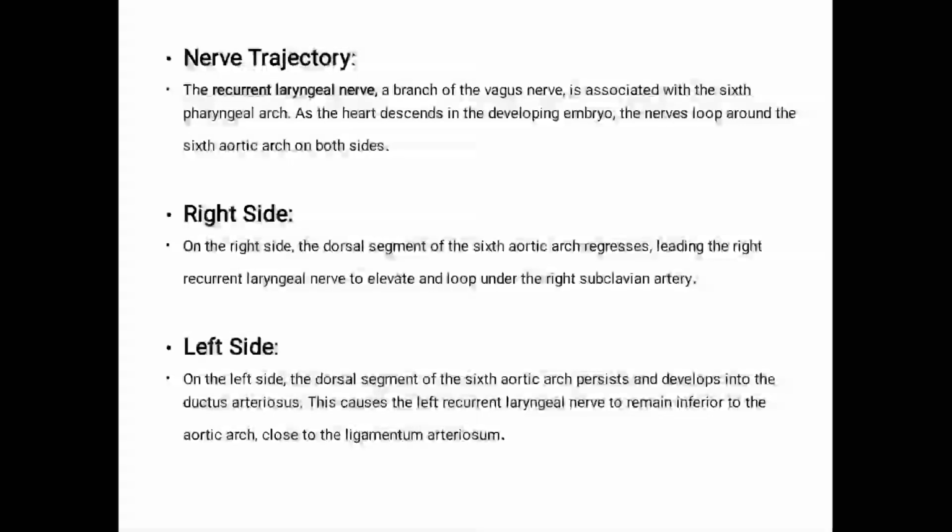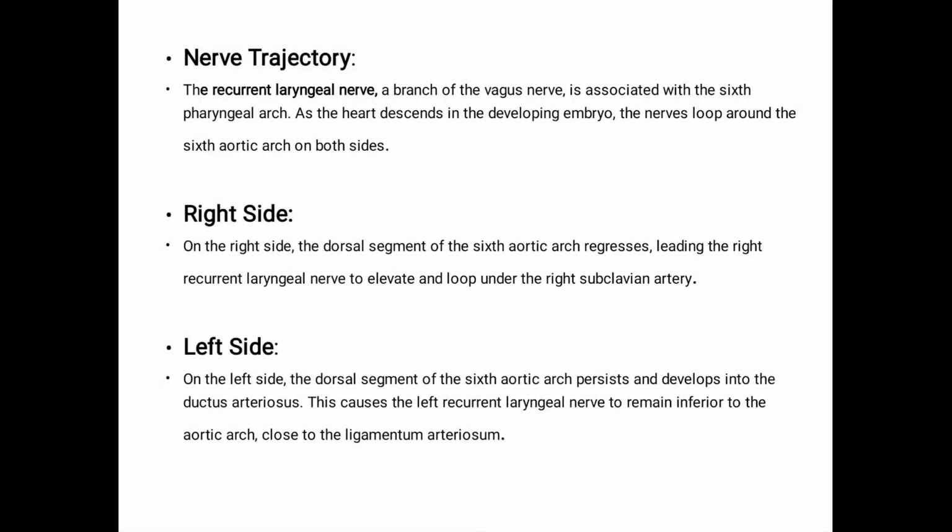Now look at the nerve trajectory. The recurrent laryngeal nerve, a branch of the vagus nerve, is associated with the sixth pharyngeal arch. Keep this in mind. As the heart descends in the developing embryo, the nerves loop around the sixth aortic arch on both sides. Right side.